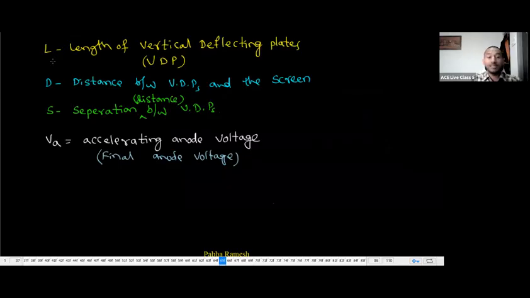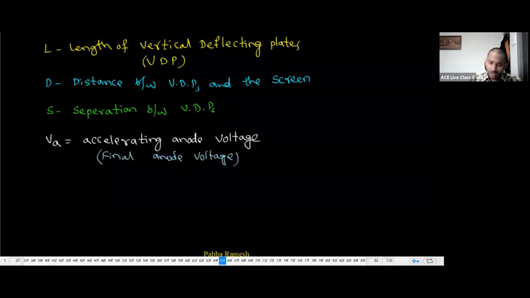So the terminology: capital L is the length of the vertical deflecting plates. Capital D is the distance between the vertical deflecting plates and the screen. And S is the separation between the vertical deflecting plates, don't get confused. Of course, this separation will be changing for a given input. And VA is the accelerating anode voltage, the final anode voltage.